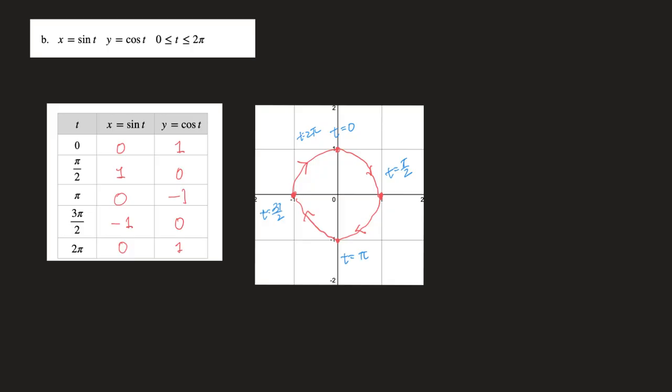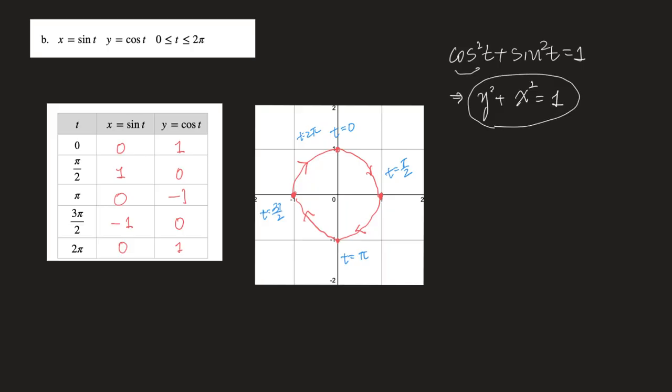So let's find the rectangular equation here, guys. Same thing, we can use cosine square t plus sine square t is gonna be 1. This time, cosine t is the y value, y square. Sine t is gonna be x, x square equal 1. So parametric equations represent different curves with direction, but the rectangular equation represents the same.